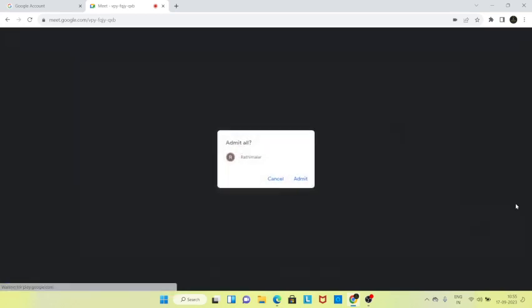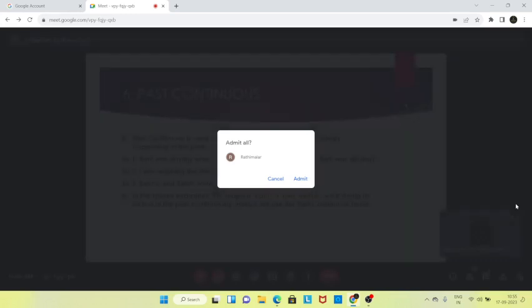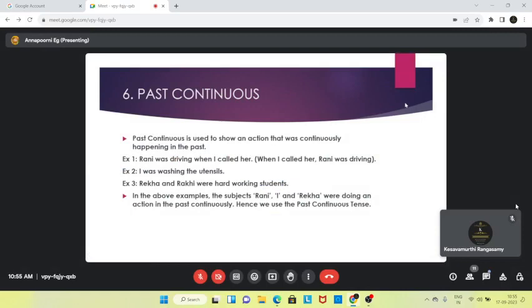Kavini, can you read the definition? Okay, ma'am. Past continuous is used to show an action that was continuously happening in the past. While discussing present continuous tense, we already know what it is. Present continuous is to show an action that is happening continuously in the present. Right now, what am I doing?